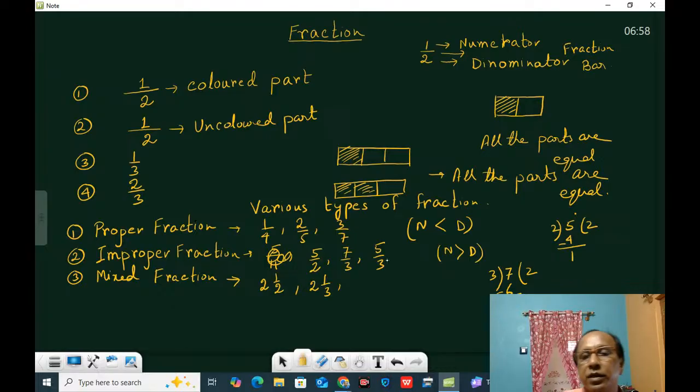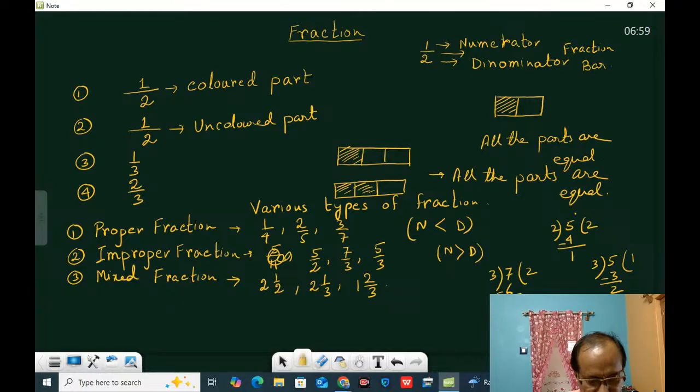If this is 5 by 3, you can also write it as a mixed fraction. Dividing 5 by 3, 3 times 1 is 3, so it is 1 whole and the remainder is 2, so we can write 1 whole 2 by 3. That is a mixed fraction. In this way, you can write all the fractions. These are the various types of fractions we are dealing with.